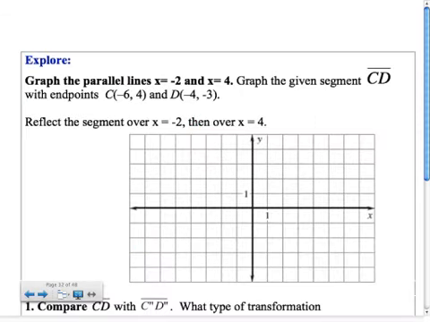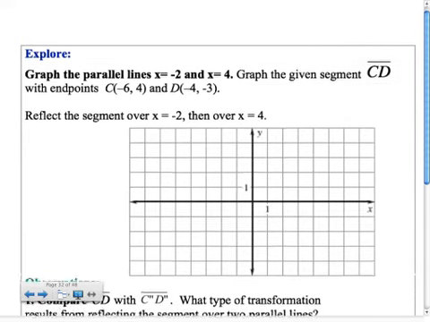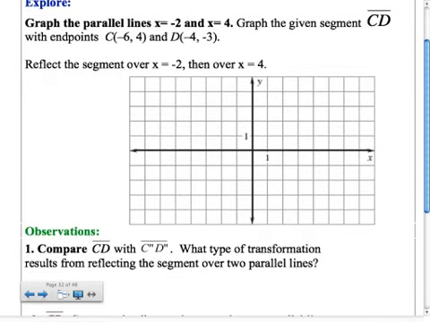All right, so this next theorem is more double reflection. It says graph the parallel lines x equals -2 and x equals 4. So x equals -2 would be that line, and x equals 4 would be that line there.